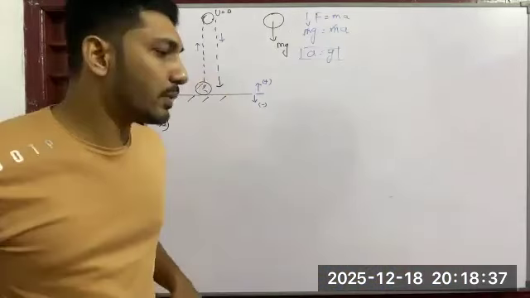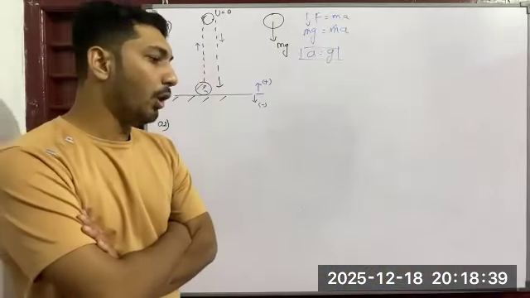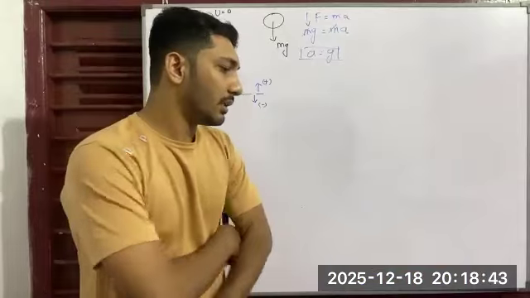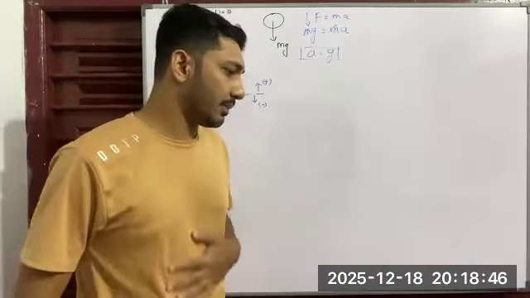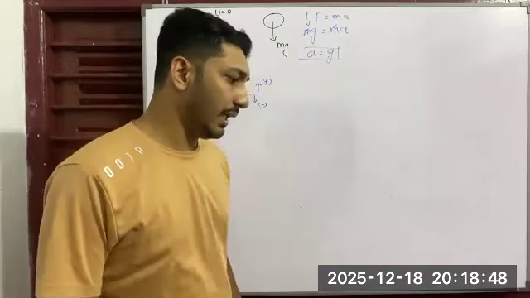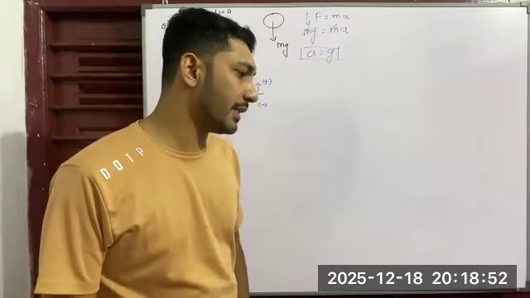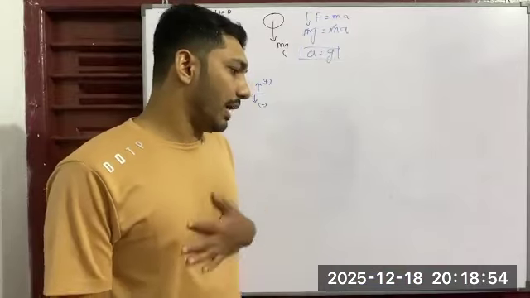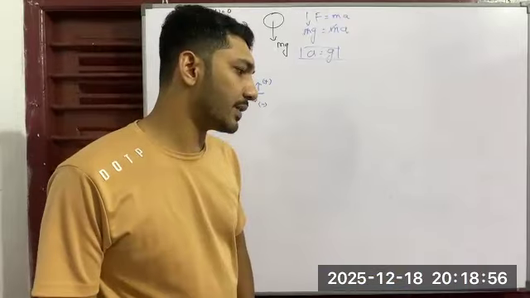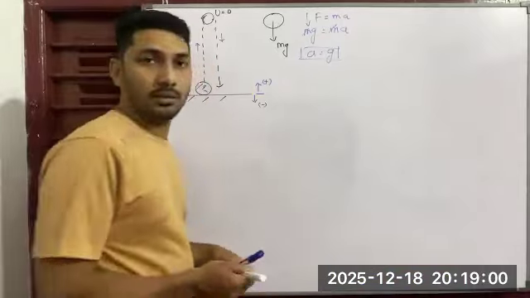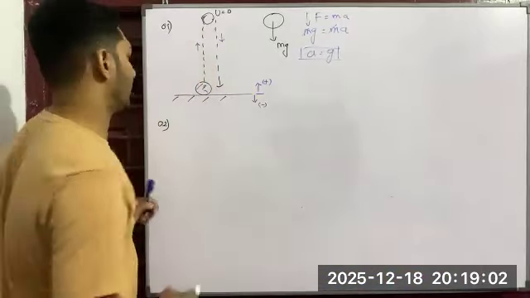Okay. Now question number 2. The ball is thrown horizontally with a velocity v from the top of a tower of height h. The ball hits the ground, making an angle theta with the horizontal as shown in the figure. Which values of v and h give a higher value for theta? Okay. So this is a projectile motion.